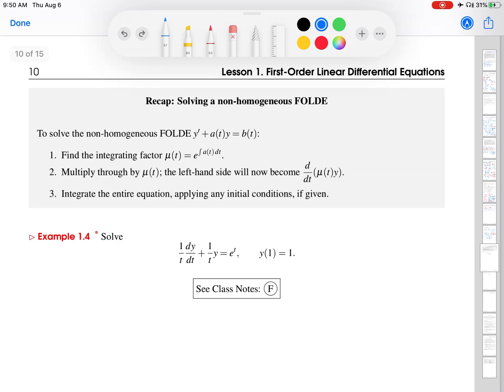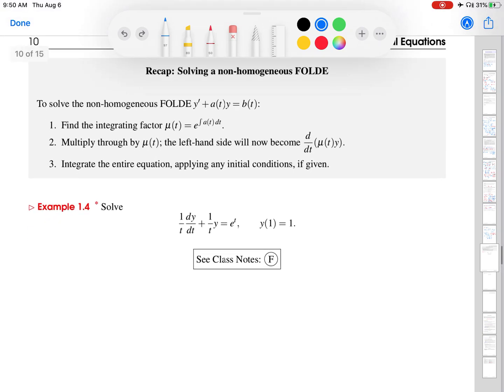And if we were to try to solve this, we have a procedure. So this is the recap box here. The first thing you do is you find the integrating factor. The integrating factor is the antiderivative of a of t, exponentiated. So you go up to the ODE itself, assuming again it's in standard form, and you look for a of t. Now here's the thing.